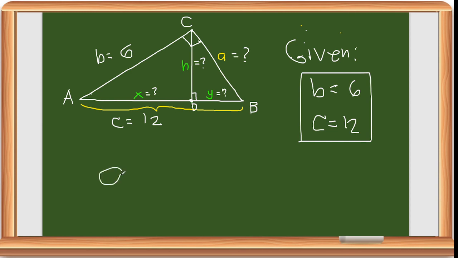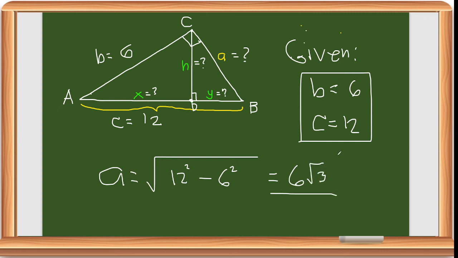So, your A, therefore, is equal to the square root of C squared minus B squared. So, this is 12 squared minus 6 squared. At ang magiging sagot dito is 6 times the square root of 3. Okay? Kasi this is 144 minus 36. Okay, 6 squared is 36.